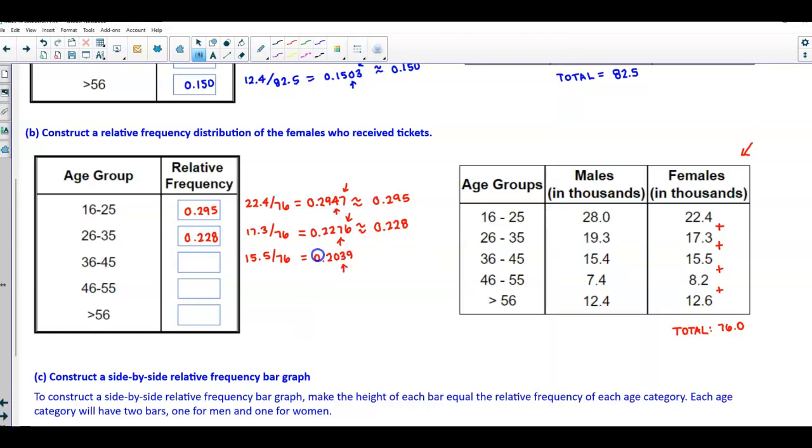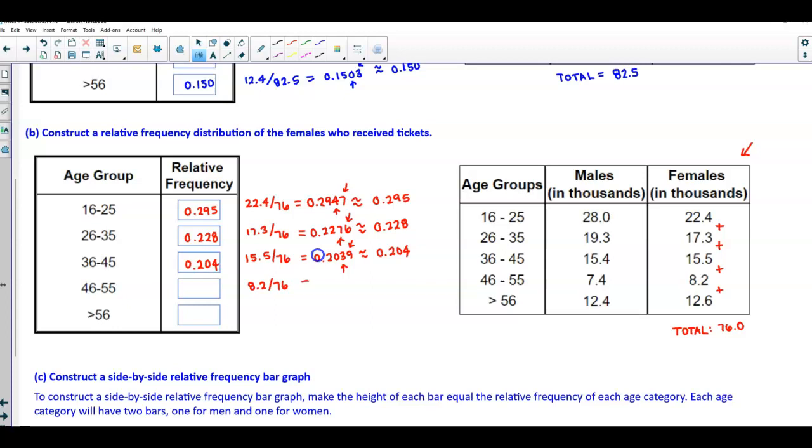0.2039. This is our rounding digit. This is our testing digit. This number 9 tells us to round up. So therefore we have 0.204. The next number is 8.2 for the next age group.